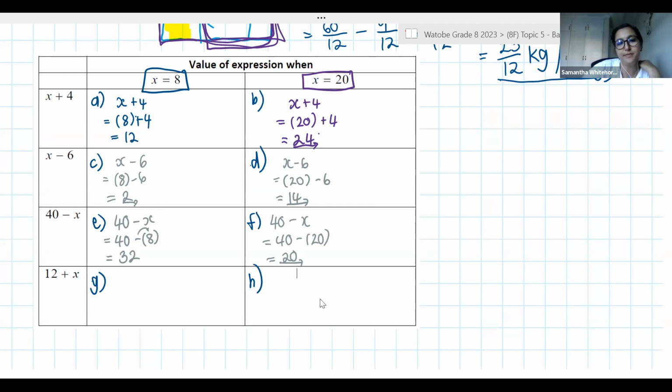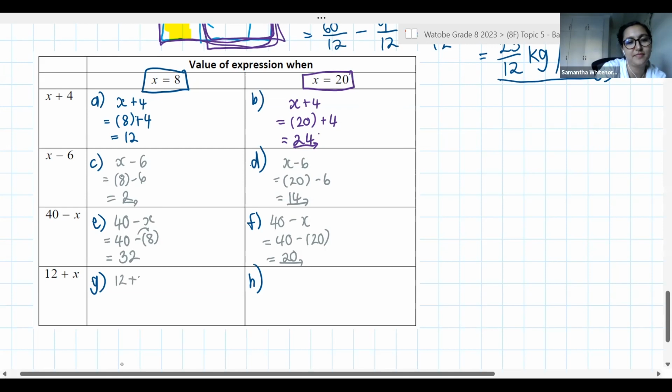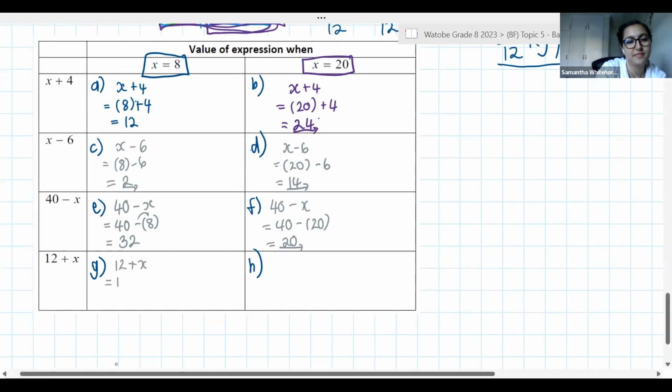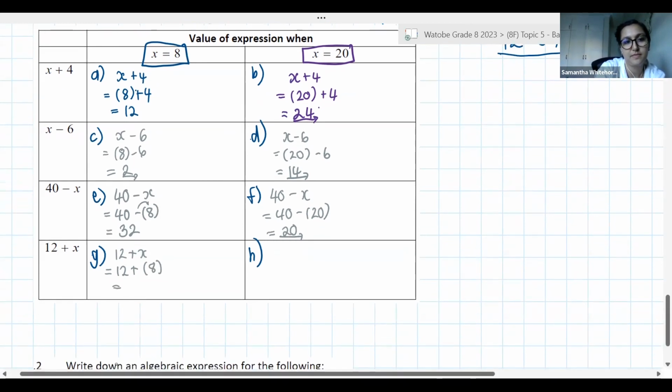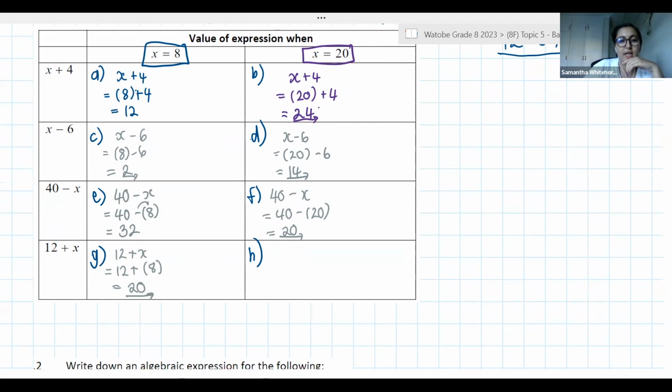Nice. G. So G is 12 plus 8 equals 20. Excellent, well done. Very nice. Okay, so guys, what we wanted to do there is we again had 12 plus X. So we substituted in 8 for X and we got our answer.